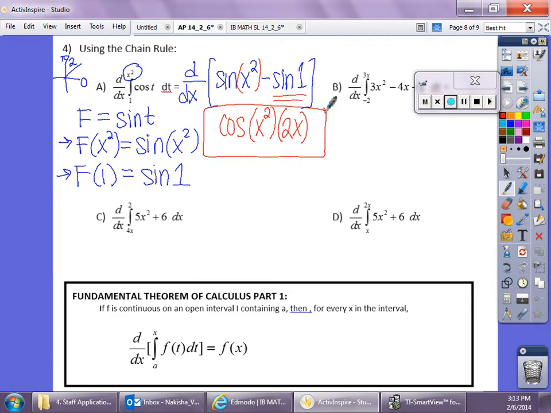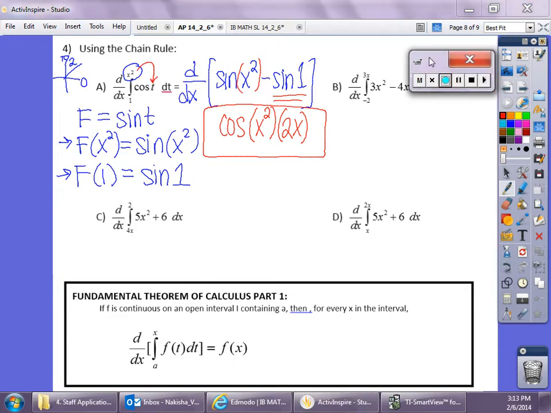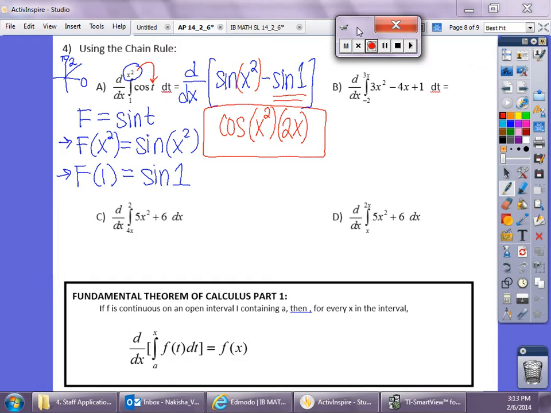Now, if I tried to use the rule we were using before, this part would make sense, cosine of x squared, but that 2x shows up. So let's try one more. Let's do this guy right here. So the antiderivative would be x cubed minus 2x squared plus x.